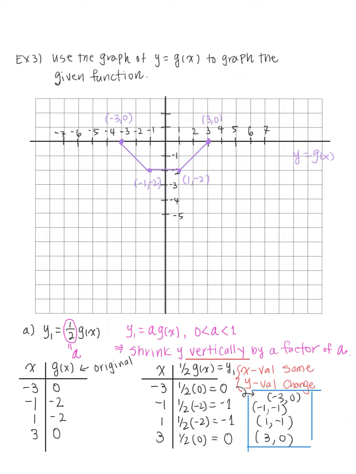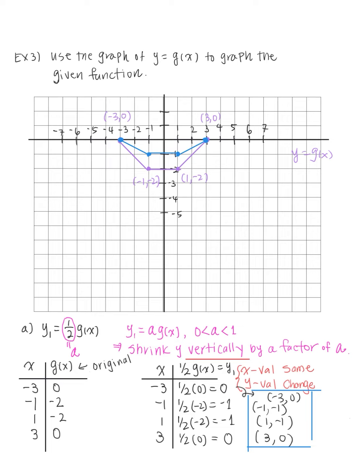So let's plot these points. So first one is x is -3, y is 0. So that's still going to be at this point right here. And the next one is -1 comma -1. So it's going to be here. And then 1 comma -1. So that's this point here. And then 3 comma 0. So we're back at the same point as g of x. So our blue curve is our y sub 1, which was 1/2 times the g of x.